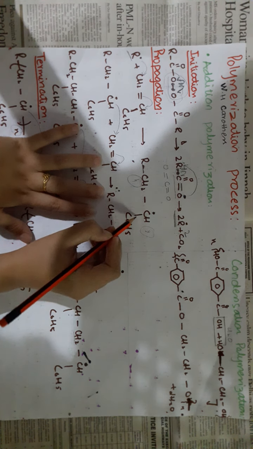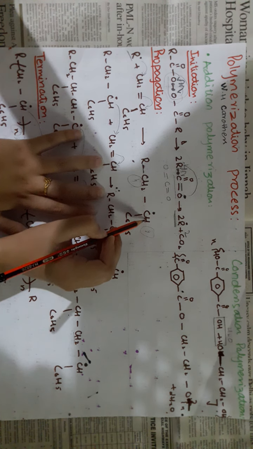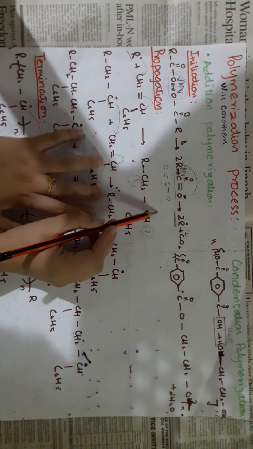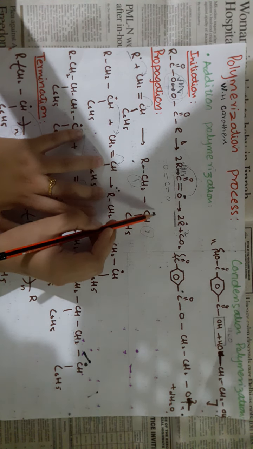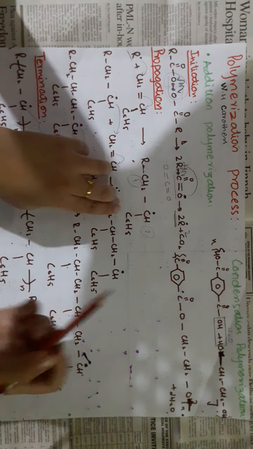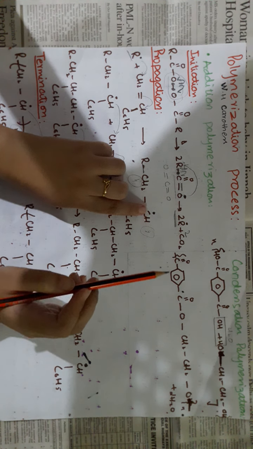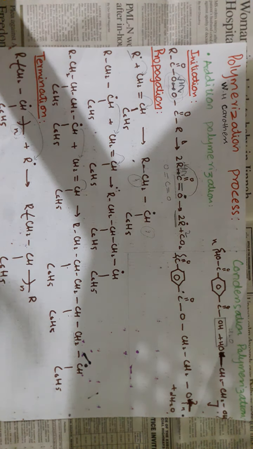But the problem is over here. This carbon is making 1 bond with this carbon, a second bond with this carbon, and a third bond with the hydrogen. It has 3 bonds. So it has an odd number of electrons, which are shown with the help of a dot. If this carbon gets one more free radical, the bond will be created and the valency will be completed.